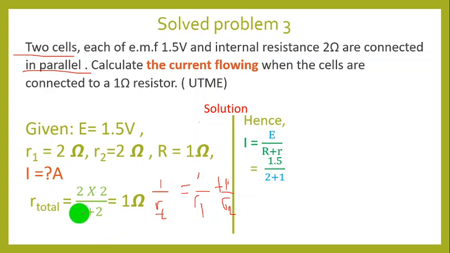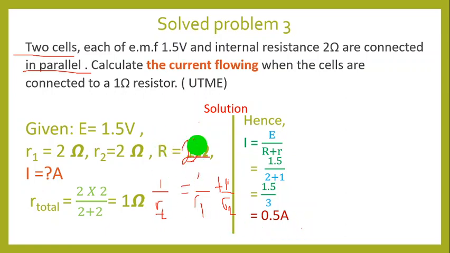While the external load, the value of R in this case, is supposed to be 2 times 2, which is 4, divided by 2 plus 2, that will give me 1. This one's supposed to be 2. Please note this correction. This is supposed to be 2. So we are going to have the value of this to be the same thing as 2 plus 1. And at the end, I'm going to have the value of current to be 1.5 divided by 3, which will give me 0.5 ampere.